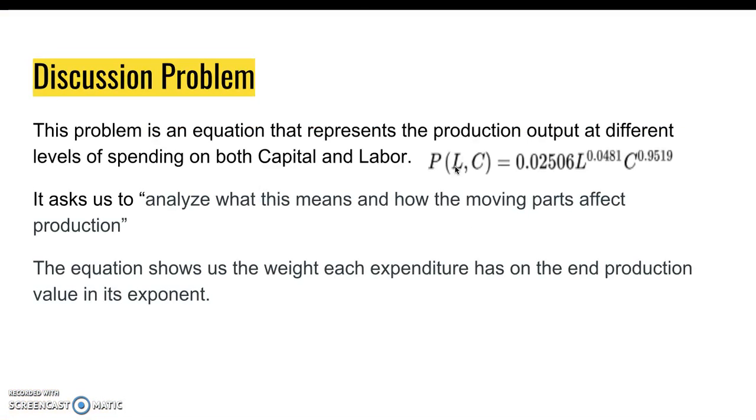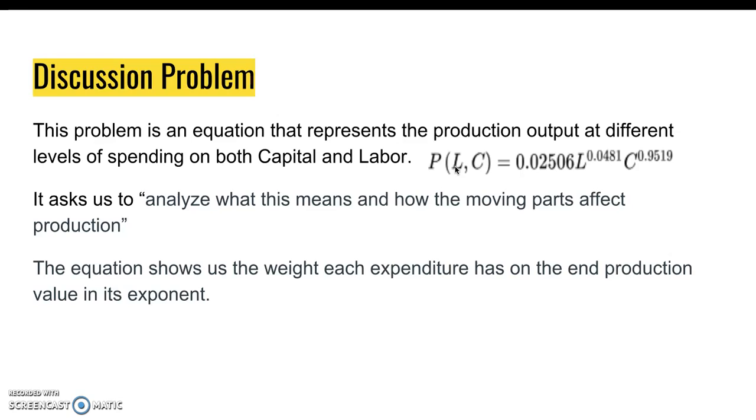So the discussion problem gave us an equation that represents the production output at different levels of spending on both capital and labor, which was P(labor, capital) = 0.02506 × labor expenditure to the 0.0481 power, and then capital spending to the 0.9519 power.